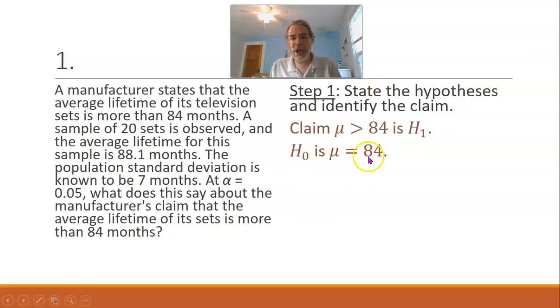So we know what our null hypothesis is. We know what our alternative hypothesis is. They look the same except that the null hypothesis always has an equal sign, and then the alternative hypothesis has one of those not equal signs, in this case a greater than sign. And it's the alternative hypothesis that is the claim.